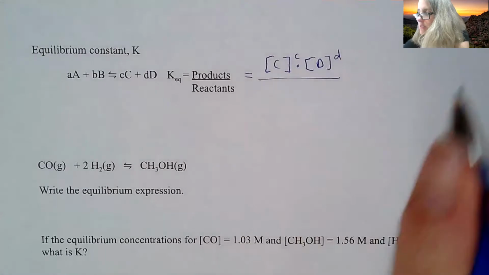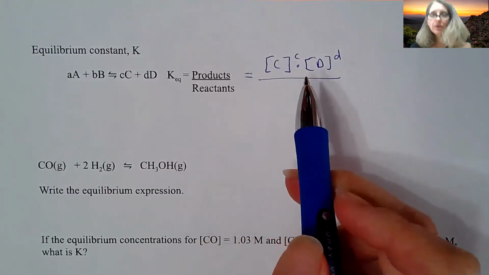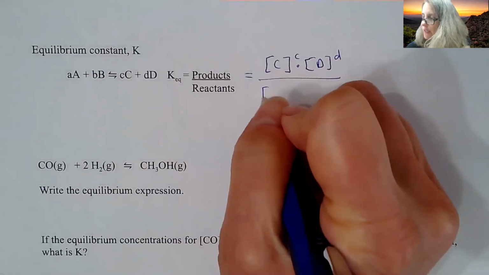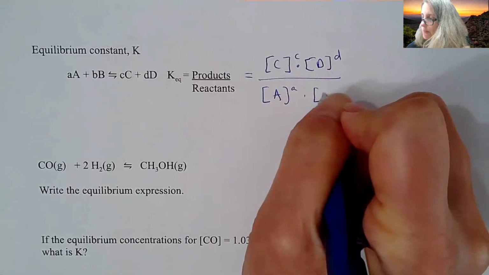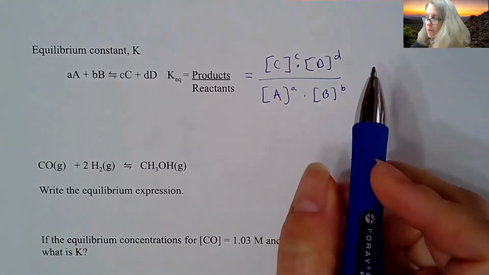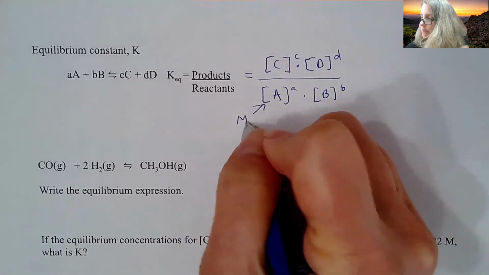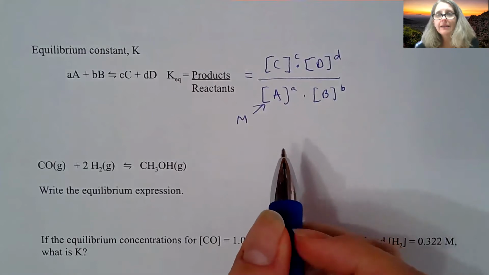I realize that this is a multiplication. Sometimes students think it's adding, but it's multiplication. Then we take the reactants and put them on the bottom as well, to the power of whatever they are. Again, the brackets mean molarity. We talked a little bit about that when we were doing kinetics, so that's exactly the same.